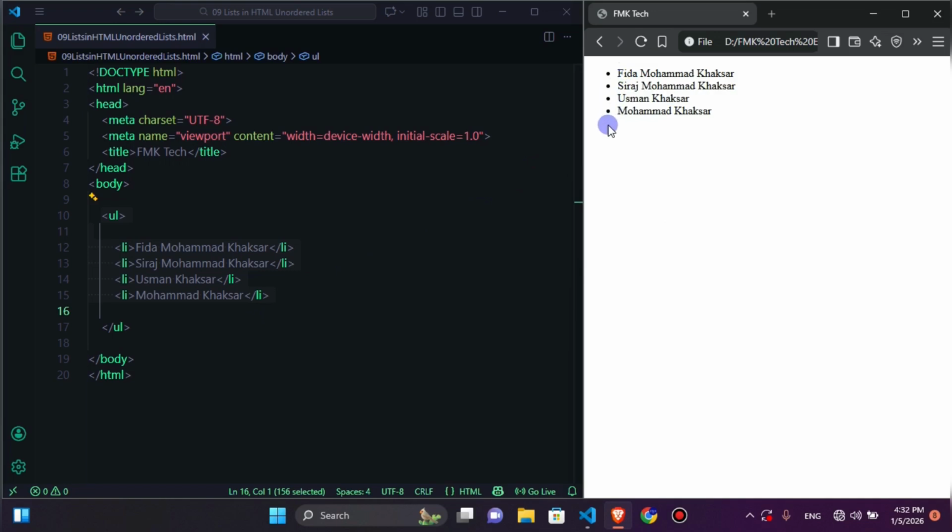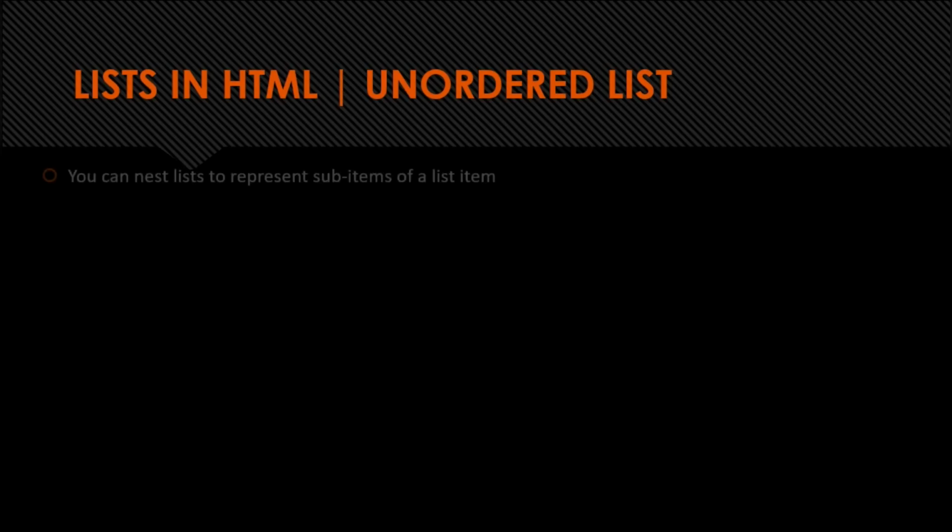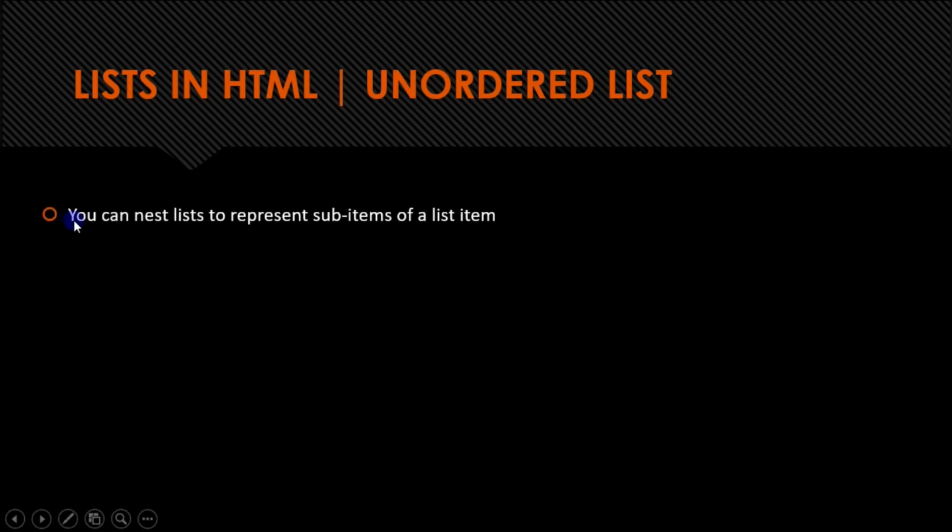As I told you guys in the previous video, an unordered list will carry bullets, and if you are making an ordered list, it will have numbers or ABC, or it will have Roman numerals. So if you want to make an unordered list, you can make it simply like this. And the second thing that I've got here is how can we make a nested list. So you can nest a list to represent sub items of a list.